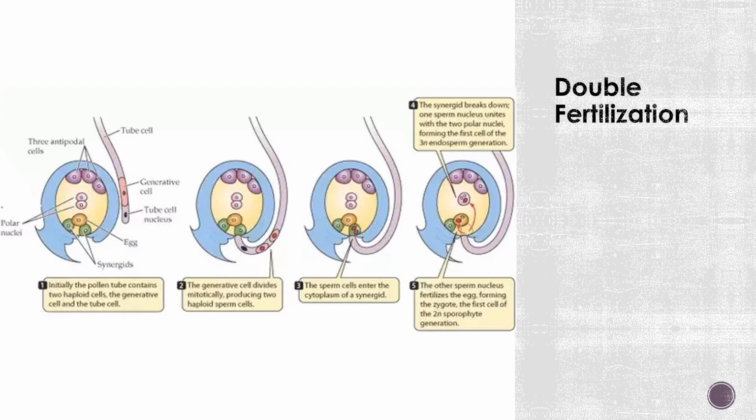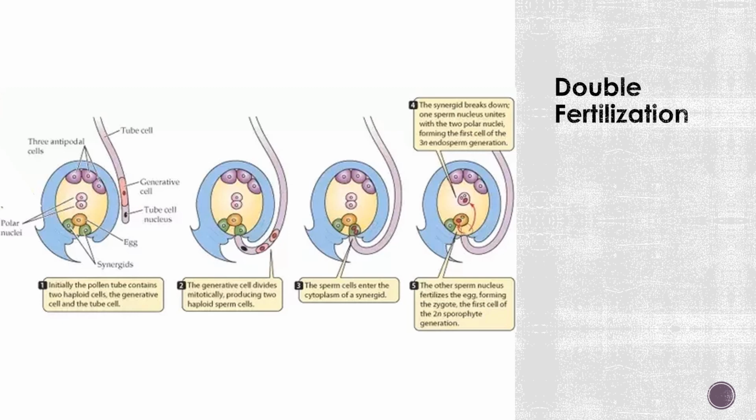Further, the second male nucleus fuses with the two polar nuclei which are found in the central cell to form a triploid primary endosperm nucleus, and this process is called triple fusion. As syngamy and triple fusion occur in an embryo sac, both of these fertilizations together are known as double fertilization. The central cell with the primary endosperm nucleus develops into an endosperm.